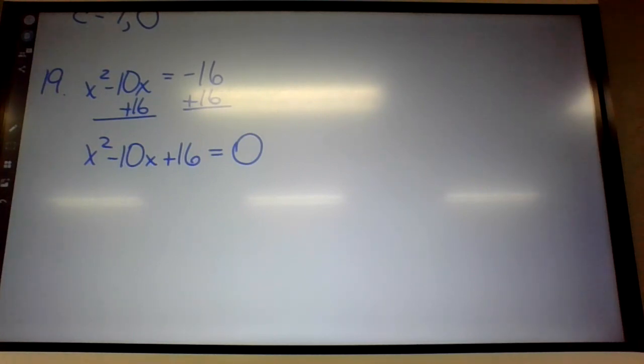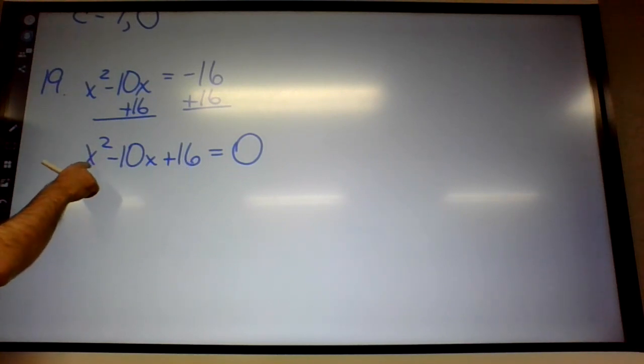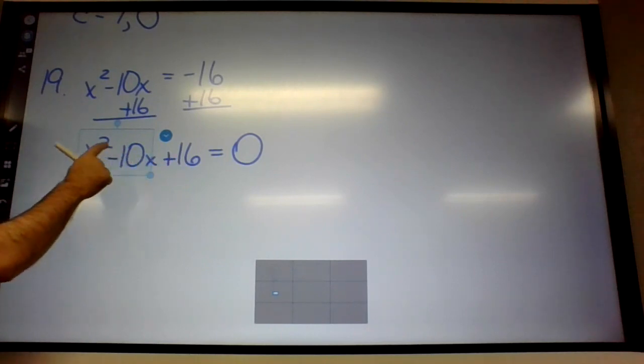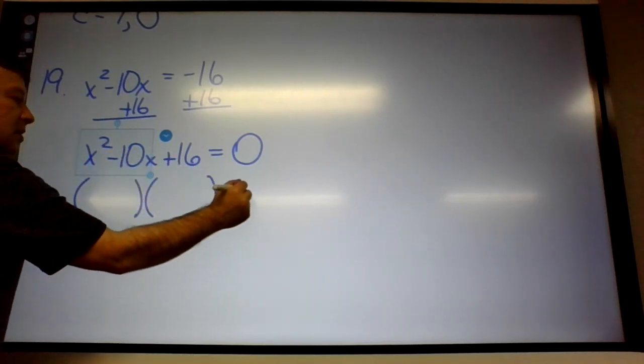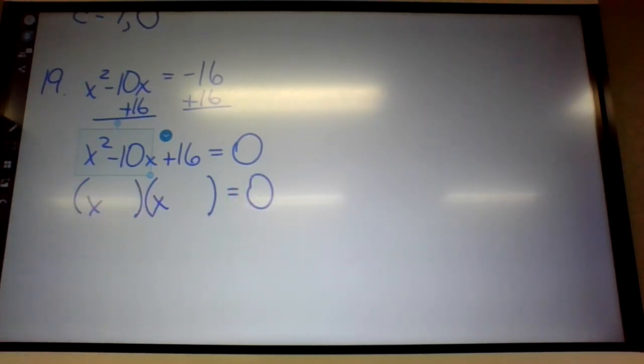Take an x out. No, why can we not take an x out here? Not all of them have an x. Yeah, because this one doesn't have an x. But this is in the form of 3-term factoring, kind of like number 9. So x times x. Okay, so what multiplies into 16 that could also add up to negative 10?